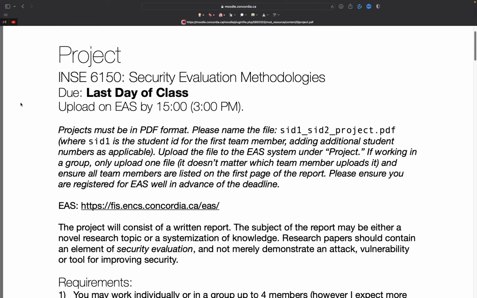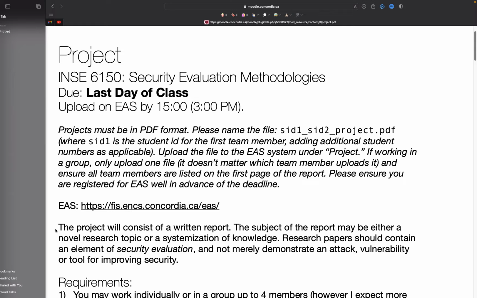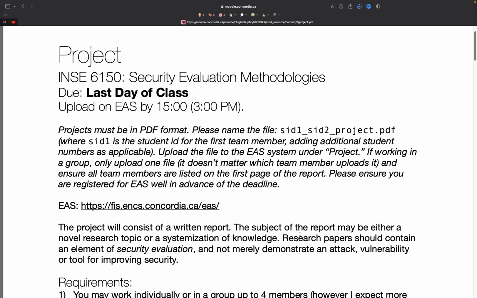So I use a system called EAS. The link to it is here. It's just an upload system. It's pretty straightforward to use. You're going to use it for your assignments and you'll use it for the project. The only thing it requires is an ENCS or Gina Cody username and account. So you should have one by virtue of being students here.